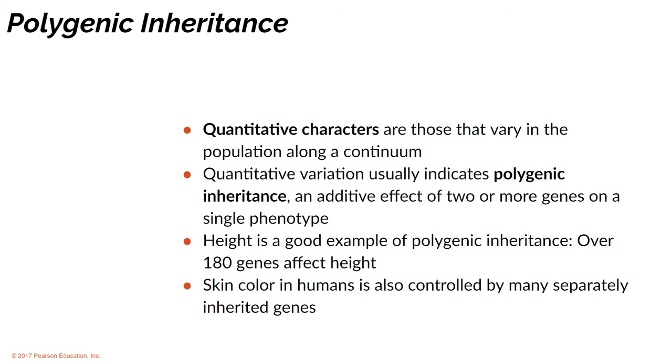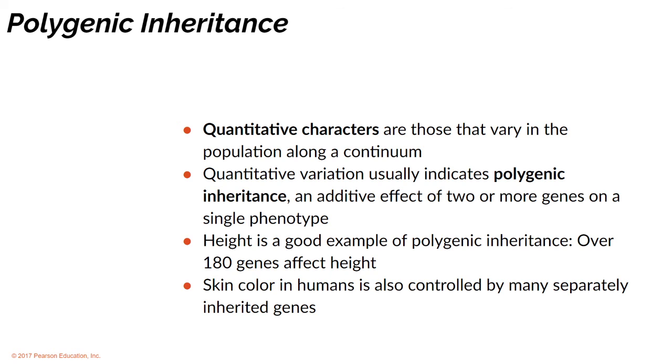So most outward characteristics that we like to think of, or at least many of them, are the result of polygenic inheritance. They have more than one allele that control them, more than one gene, more than one protein controlling that one trait.